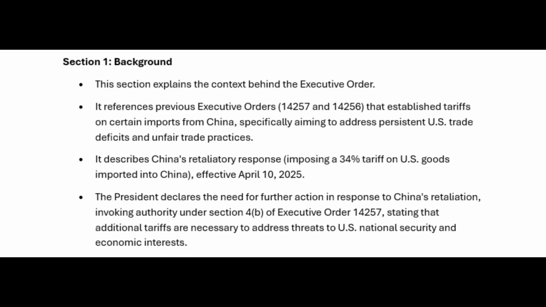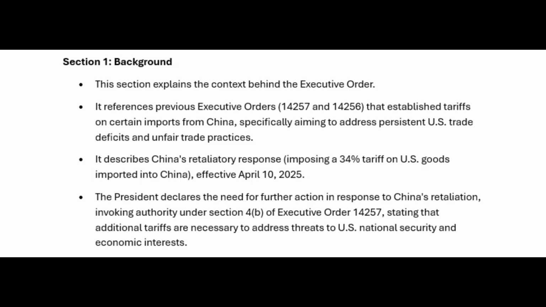It references previous executive orders, 14257 and 14256, that establish tariffs on certain imports from China, specifically aiming to address persistent U.S. trade deficits and unfair trade practices. It describes China's retaliatory response, imposing a 34% tariff on U.S. goods imported into China, effective April 10, 2025.